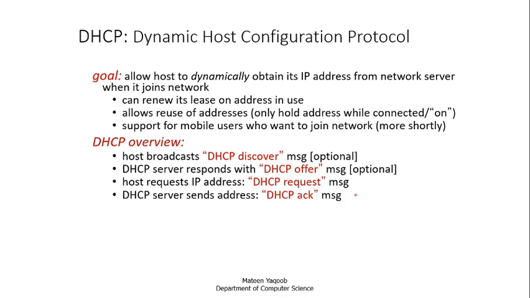And how it works, basically first the requesting party or the host will broadcast a DHCP discover message. The DHCP server will reply with a DHCP offer message, and the host will request the IP address using a DHCP request message, and the server will reply using a DHCP acknowledge and will assign the IP address.